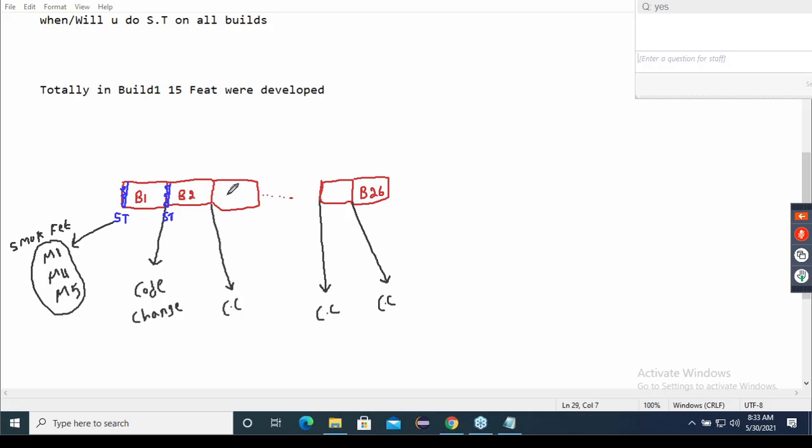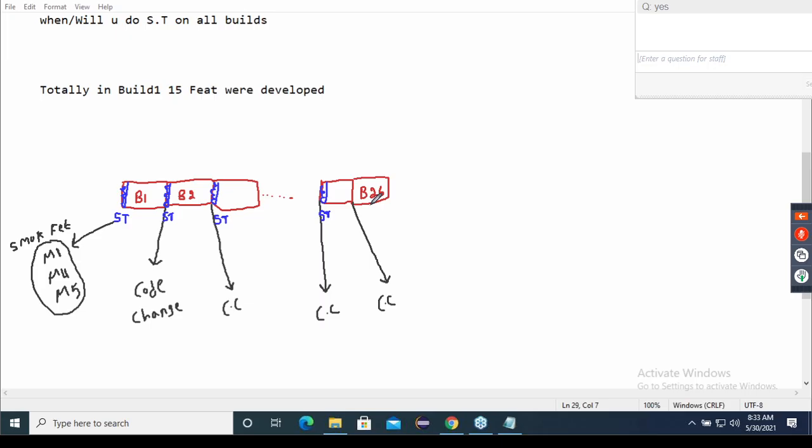Now you tell me, next build, is it required or not required? Next build, whatever it is, B4, B5, B10, correct? Here also smoke testing is compulsory because code changes were done. Here also smoke testing is required because code changes are done. B26 required, not required? Not required. Very good, Rimpa.